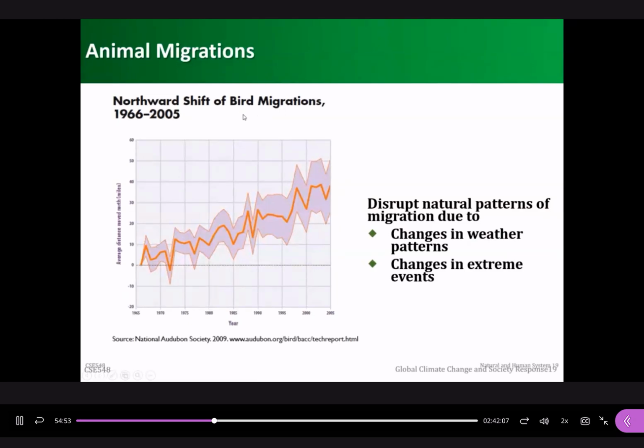This figure shows the migration of the bird. This is not the flying distance. This is the regions for their activity. So we can see for 1965, if we take the position of their habitat as 0, then after around 40 years, in 2005, their habitat has already moved further to the north. It's around 40 miles further to the north. So this is caused by the temperature increase.